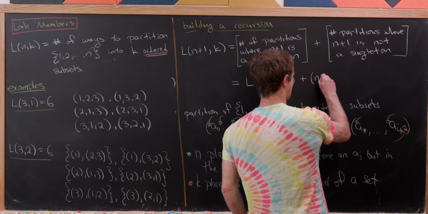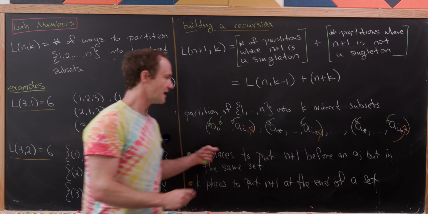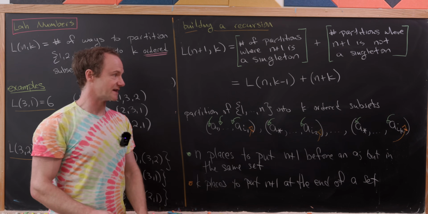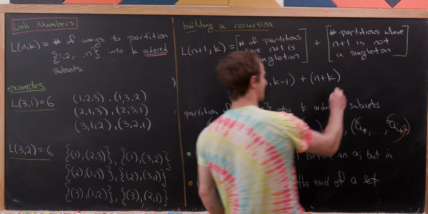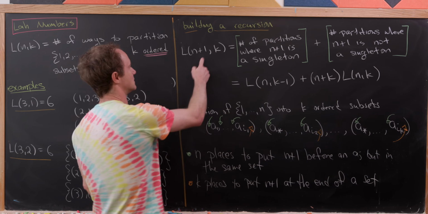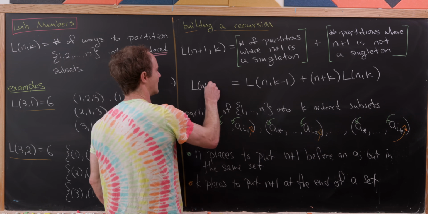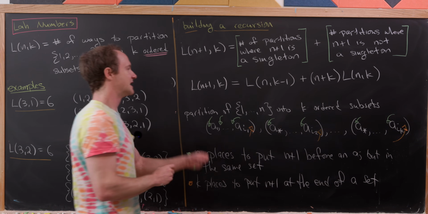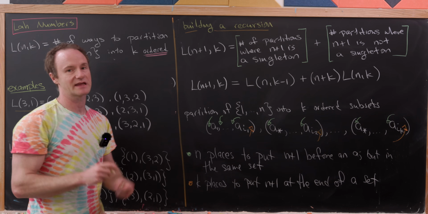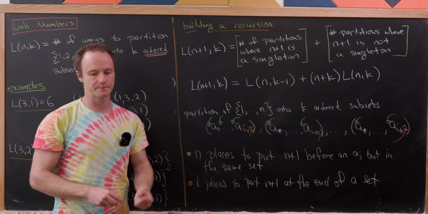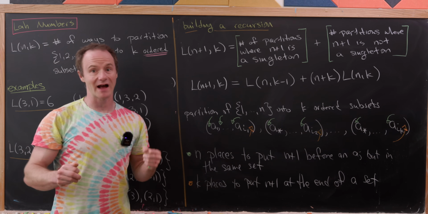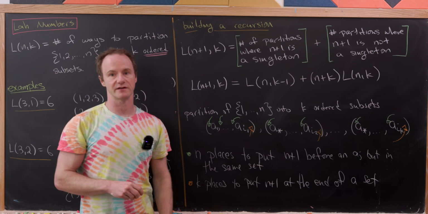So here we've got n plus k, but then that's going to be multiplied by the number of partitions of 1 to n into k ordered subsets, but that's exactly the L n k Lah number. So now let's bring this down right here. We have L n plus 1 comma k is equal to L n comma k minus 1 plus n plus k times L n k, and that is our recursion. Okay, so now let's get to using that recursion to find something called an exponential generating function.